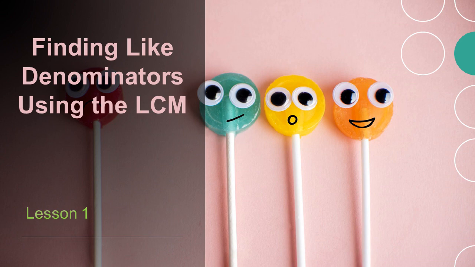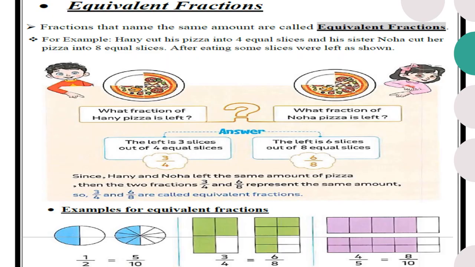Good morning, dear students. Today we will talk about finding like denominators using the LCM. First, equivalent fractions. Fractions that name the same amount are called equivalent fractions.